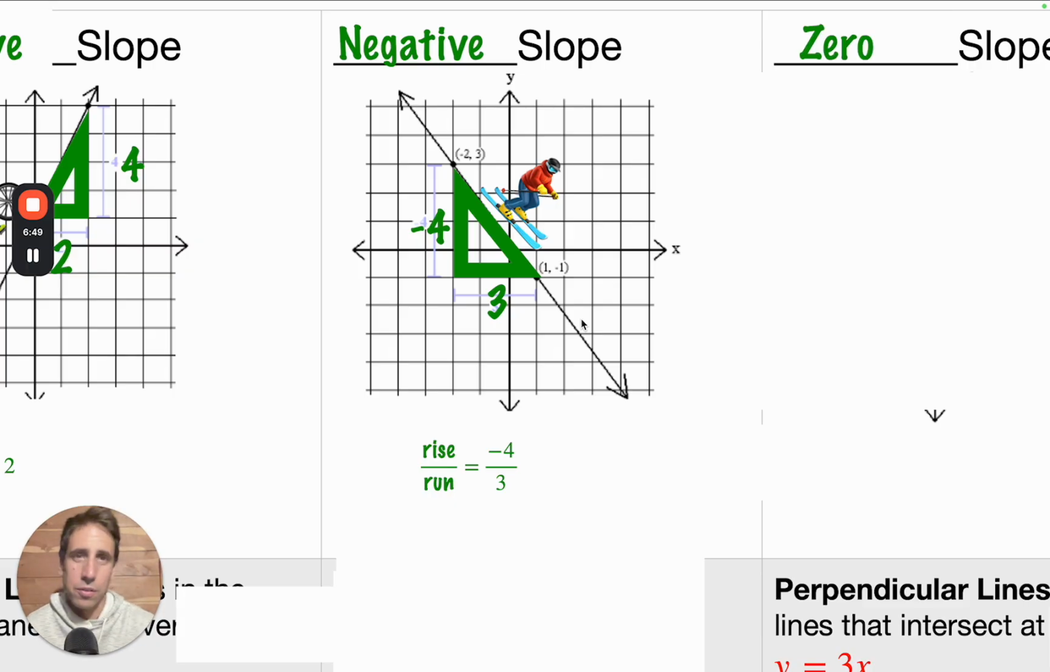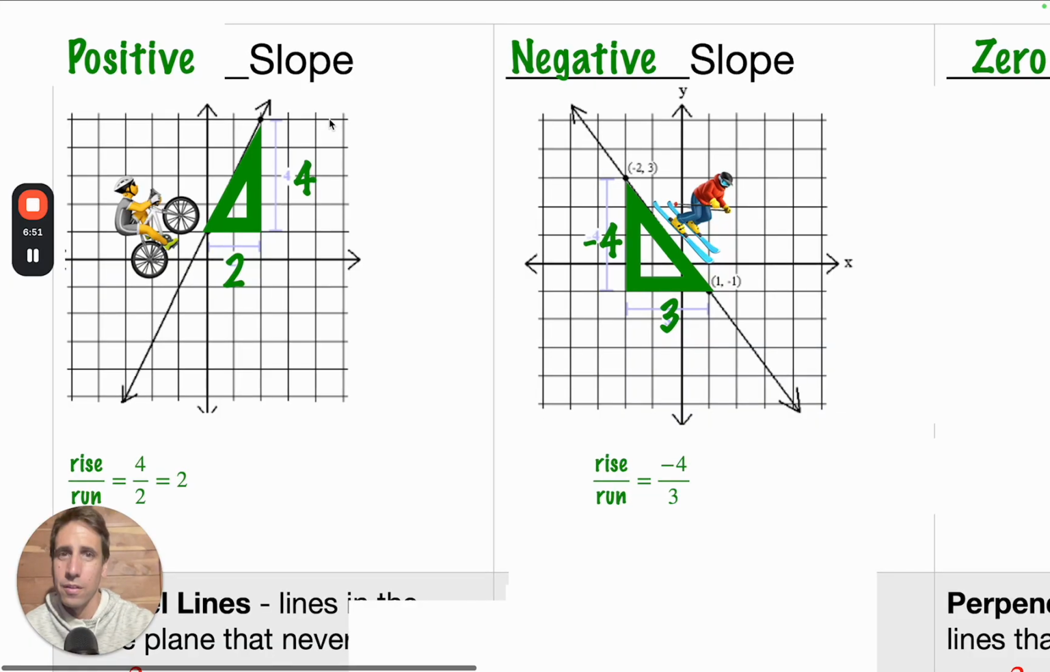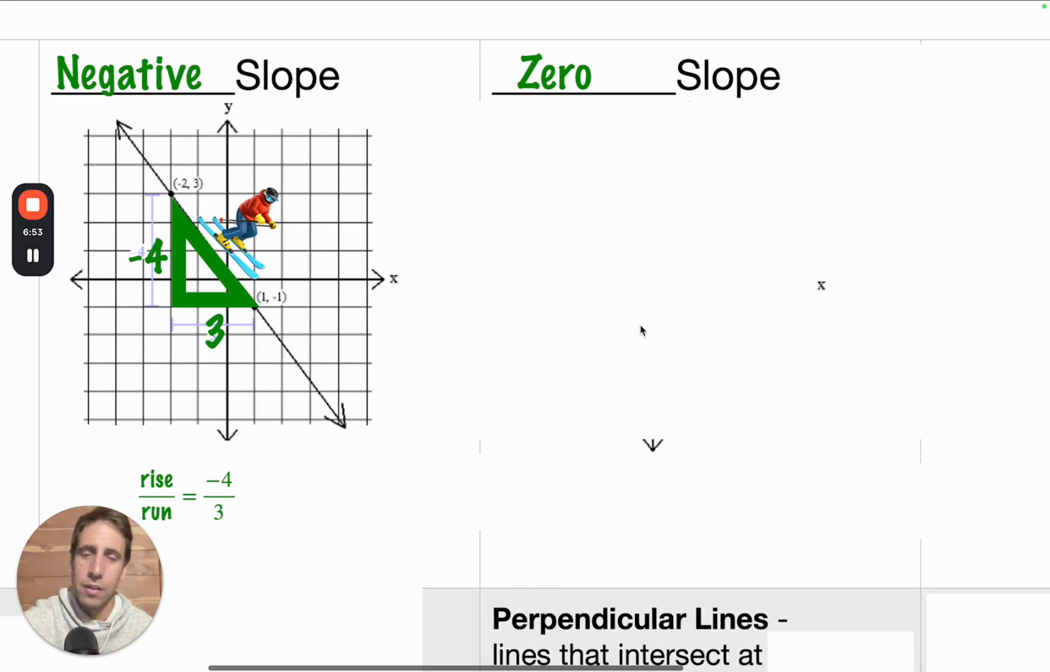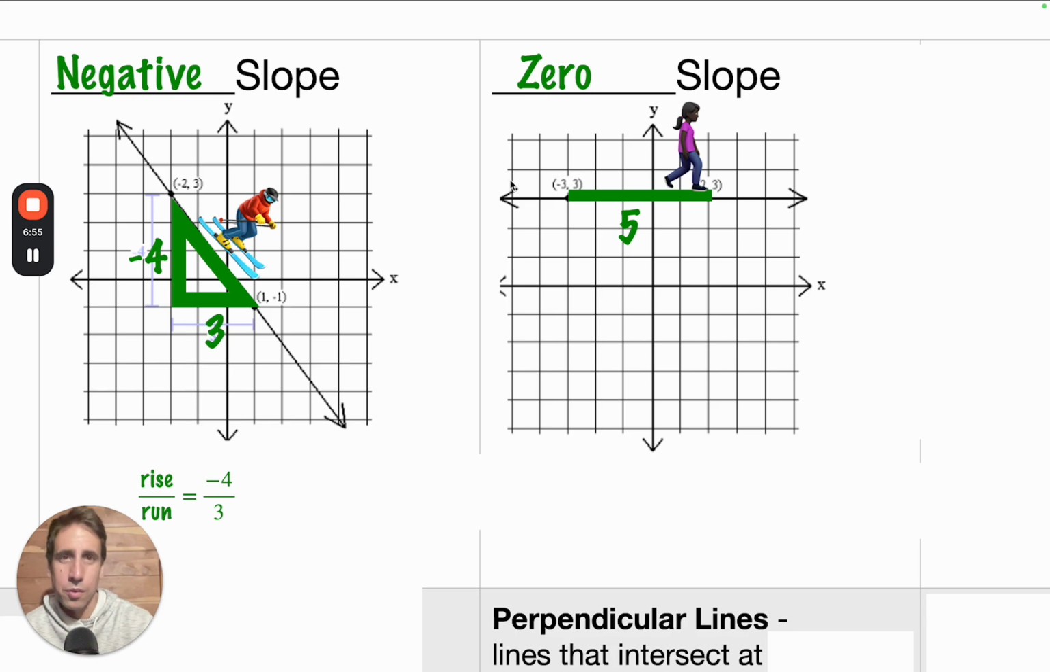Then there's a zero slope. If this is positive and this is negative, then zero slope is basically going from left to right. You see this person's just walking along a flat surface. It's really kind of boring. The biker is going up the hill, the skier is going down the hill, but there's no hill when there's a zero slope. You're just walking along a flat parking lot. The rise is actually zero, going from here to here. You don't go up, you don't go down. That's 0 over 5, which calculates out to 0.